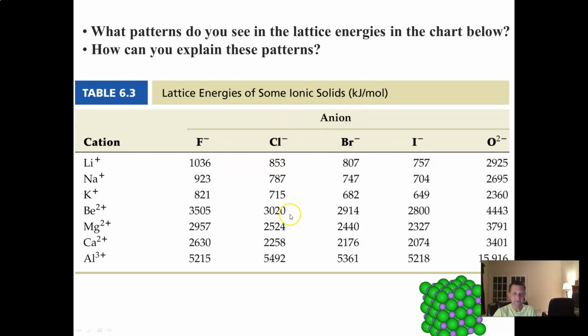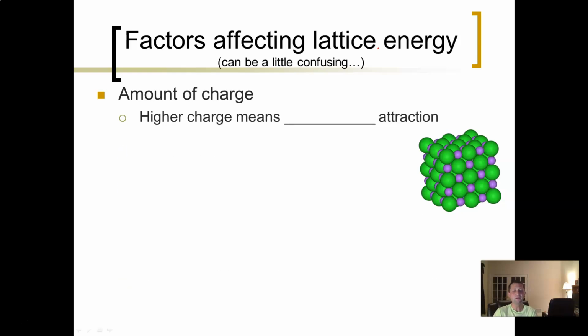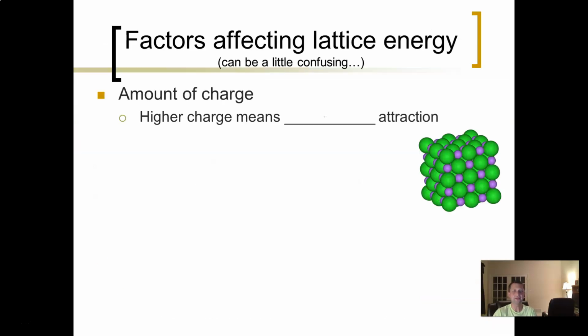Let's try to summarize this into some simple trends. Here are the factors that affect the lattice energy. Again, we're only focusing on lattice energy here, and not some other trends. It can be a little confusing, but I'll try to summarize it for you. One of the factors that affects the lattice energy, which we looked at, is the amount of charge. In that previous chart, the higher the charge, like the O-2, contributed to a larger lattice energy. So higher charge means higher attraction.